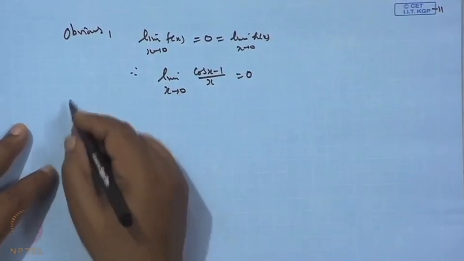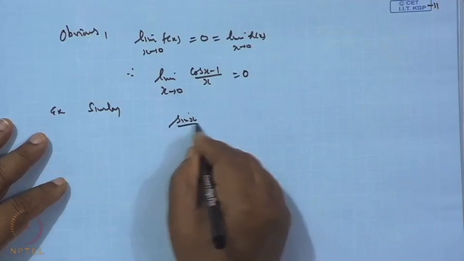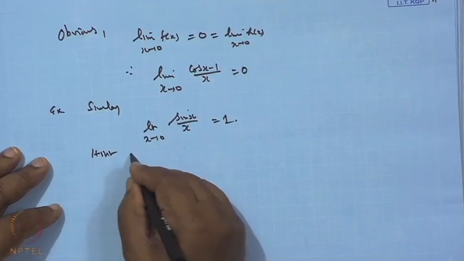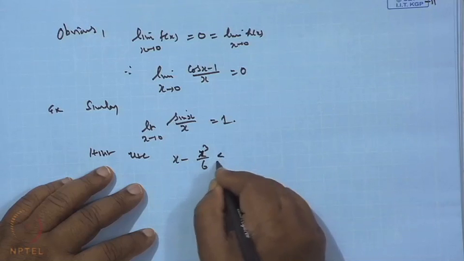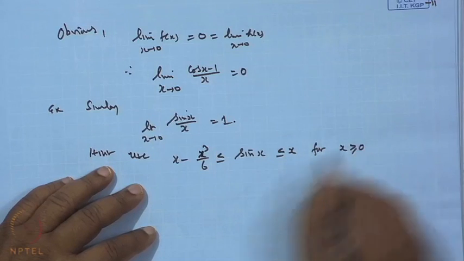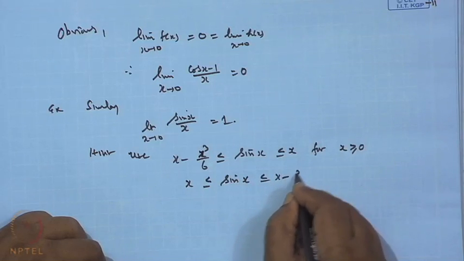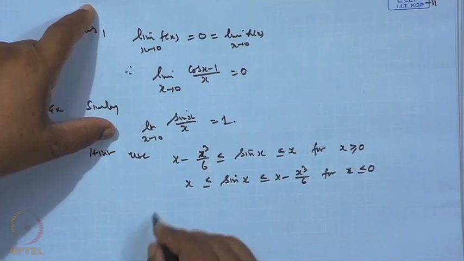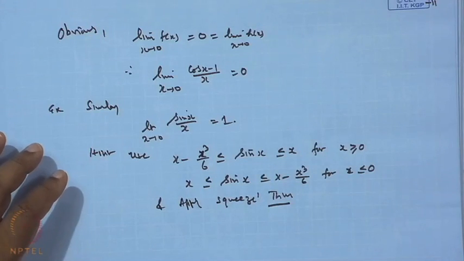And similarly, we can show a similar result for sin x. Similarly, we can prove that the limit of sin x by x as x tends to 0 is 1. This I am just dropping. The hint is to use this inequality: x minus x cube by 6 is less than or equal to sin x, which is less than or equal to x, for x greater than or equal to 0, and x is less than or equal to sin x, which is less than or equal to x minus x cube by 6, for x less than or equal to 0. So, use this, apply the squeeze theorem, and you will get this result quickly. Okay.